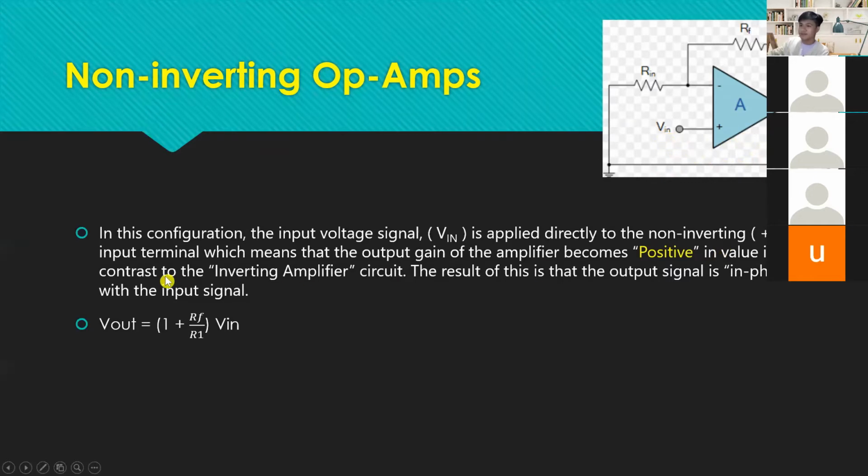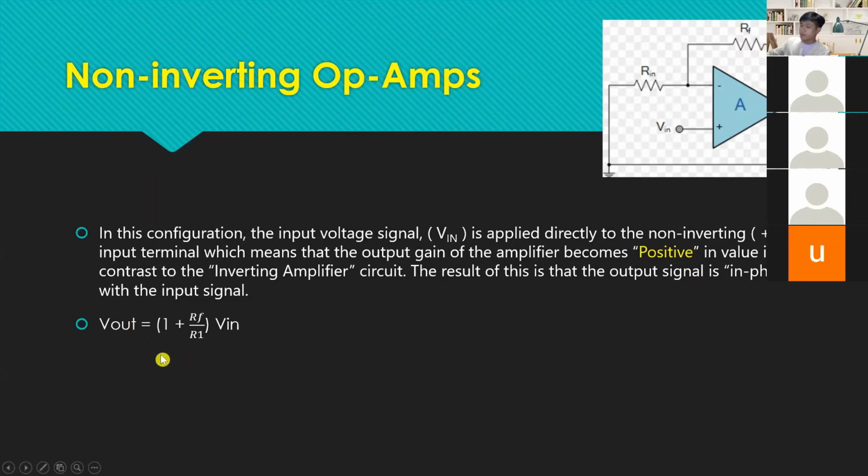So this one is in contrast to inverting amplifier, wherein, again, in real world, ang ginagamit natin is positive. So kapag ginamit natin yung positive sa inverting, ang result is negative. Pero dito, sa non-inverting, whatever is the sign of your voltage input, then it will stay as it is. So the result of this, the output signal is in phase with the input signal. Kung positive, positive din siya. Parehas sila ng phasing, pero hindi same yung output, or yung value.